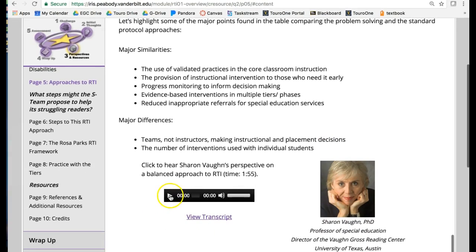So we'll just listen to Sharon Vaughn. It seems to me that there are several advantages to standard protocols. Perhaps most important, we have evidence that standard protocols have demonstrated effectiveness with the majority of students at risk. And when these approaches are ineffective, we then have greater confidence that the students for whom they were less successful really require a special education or special instruction.